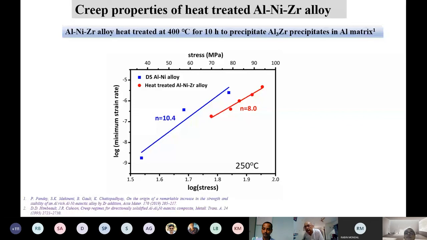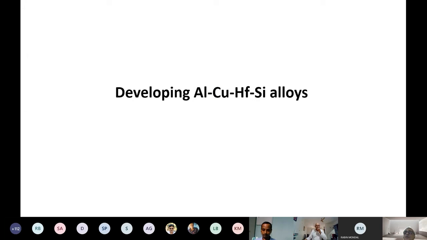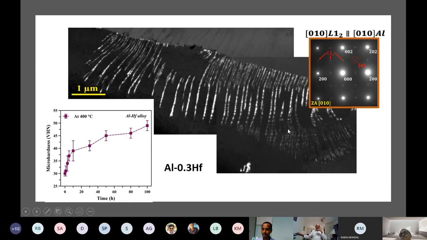I have just a few more slides. I'll not hold you people too long. I'll just tell you the very recent work that we are doing. This is work in progress, that we can do the same thing, not necessarily zirconium, but with hafnium. Of course, hafnium is expensive, but doesn't matter. We can replace hafnium with something else. It's a proof of concept.